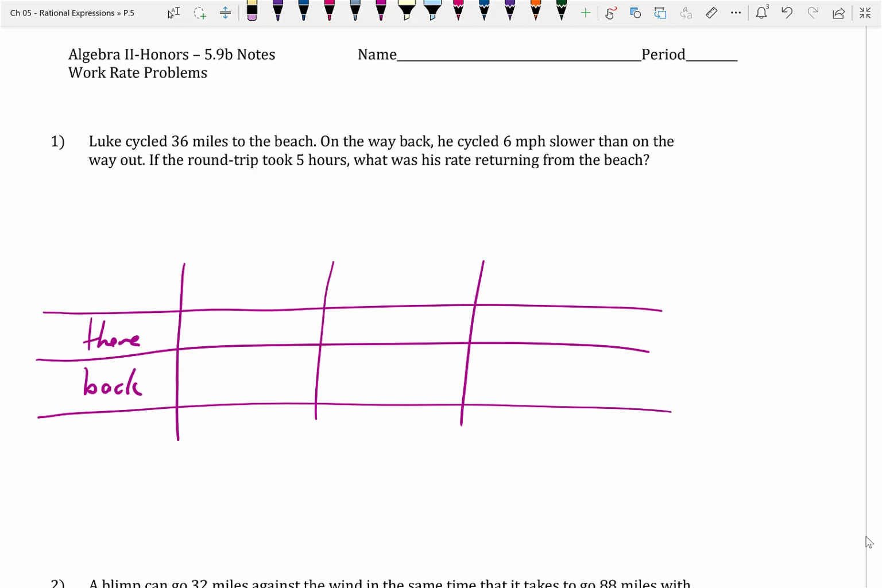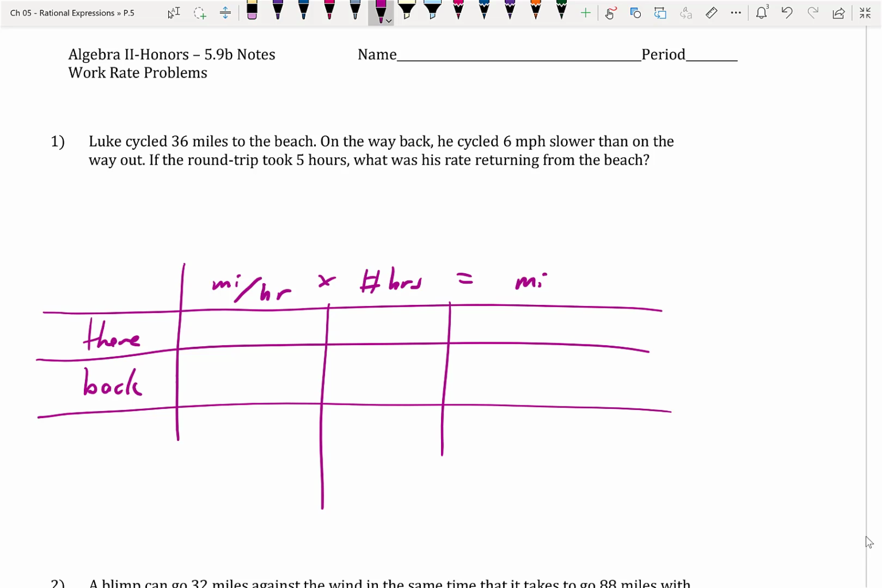Let's do a rate, time, and distance table for this. I don't like putting "rate" down, it's just not descriptive enough. We're going to do miles per hour. I'm not going to put MPH either. If I write it as miles over hours, I know that the next one needs to be the number of hours, and then the final one needs to be miles. And I know then that the number of hours times the miles per hour is equal to the miles. That's where my setup comes from.